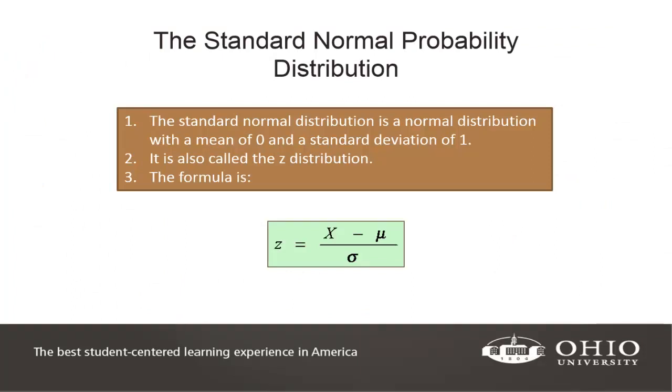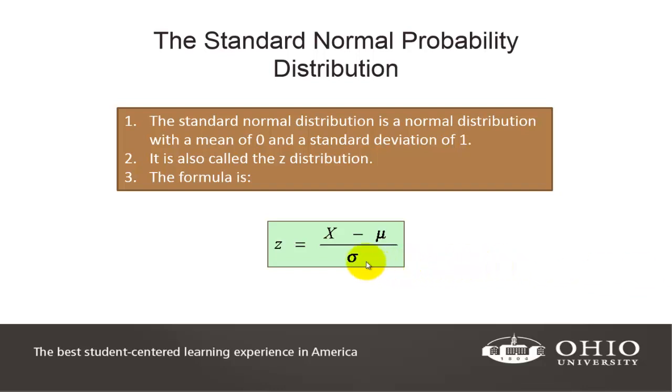All right, let me introduce a topic, the standard normal probability distribution, because we're going to use this quite a bit in hypothesis testing. The standard normal distribution is a normal distribution. I assume that most of you are at least familiar with the normal distribution. It's a bell-shaped curve, symmetrical about the mean. But in the standard normal distribution, the mean is 0 and the standard deviation is 1. And this is normally called the z distribution.